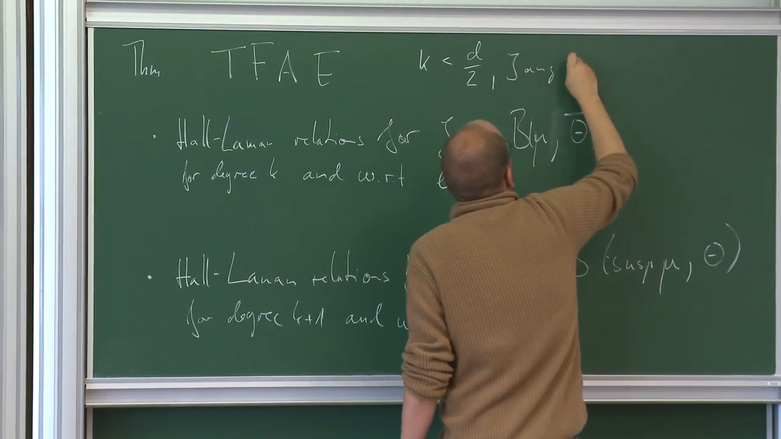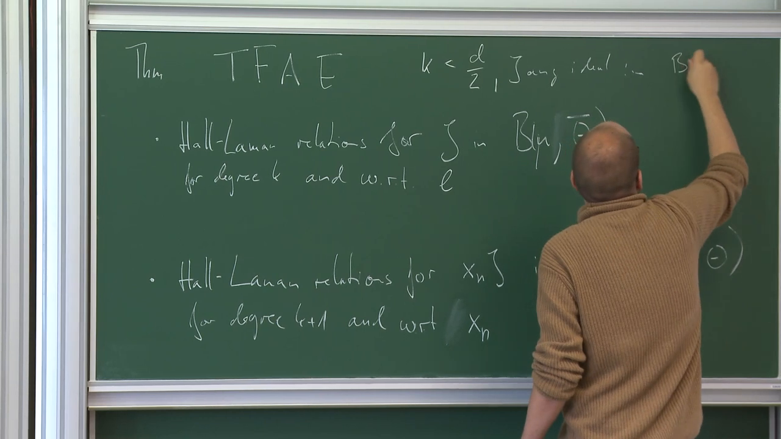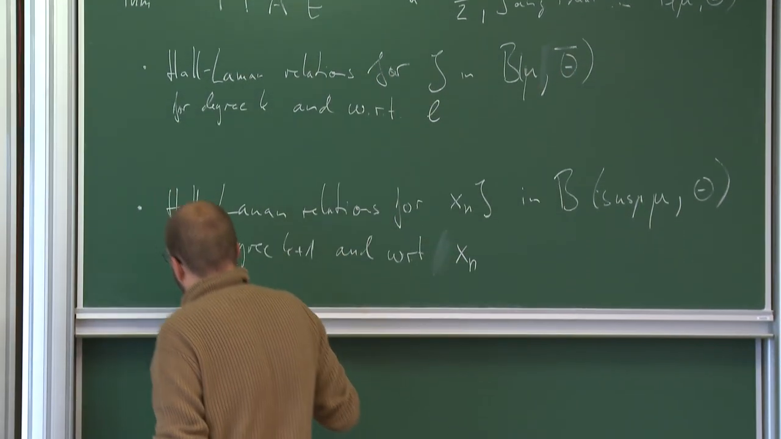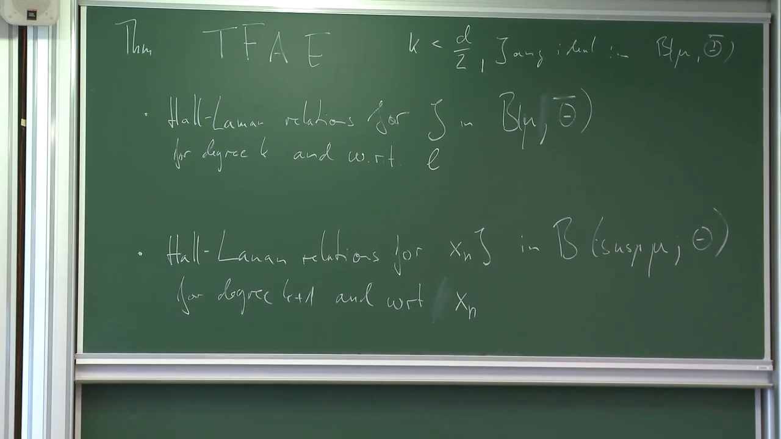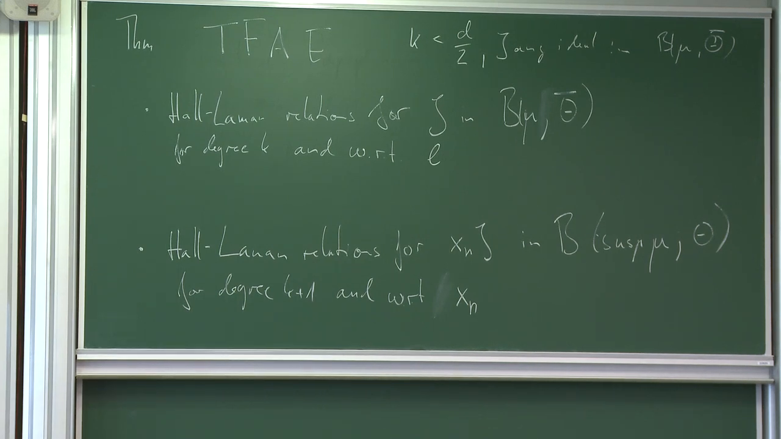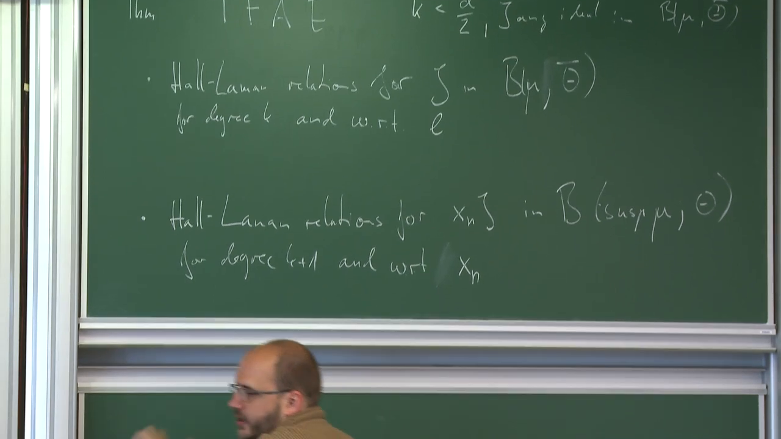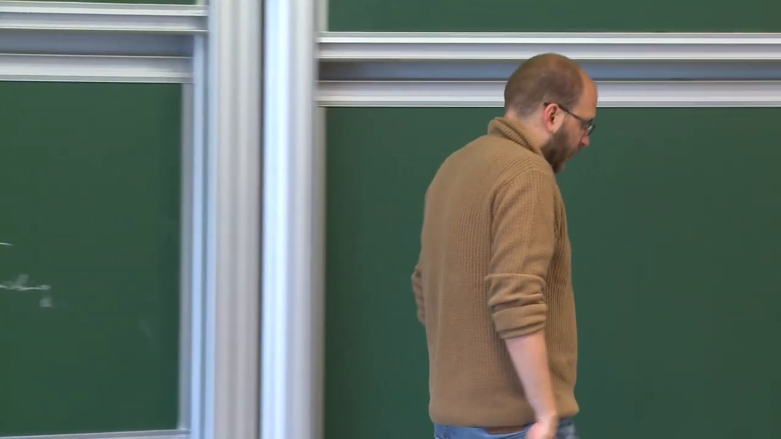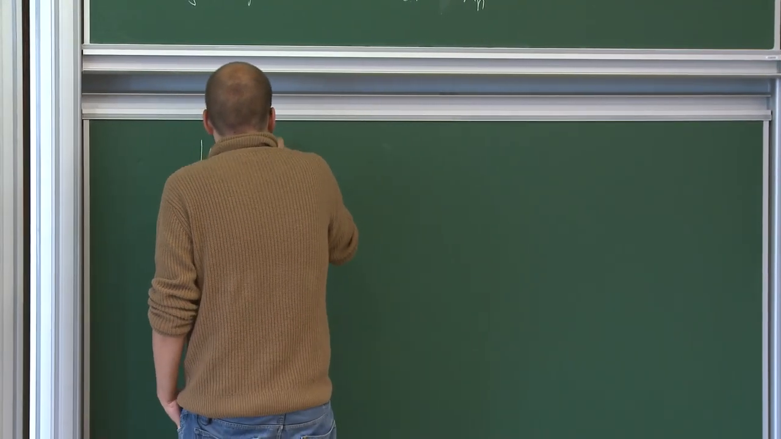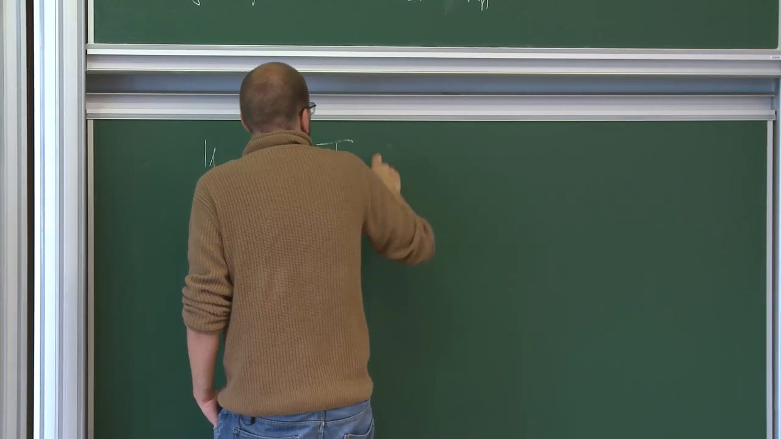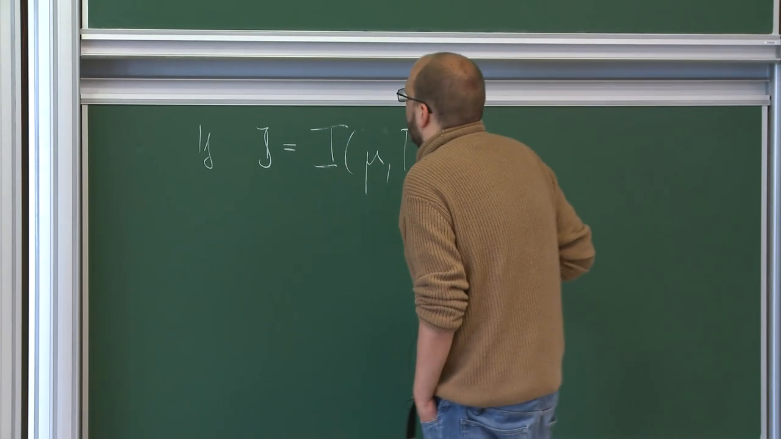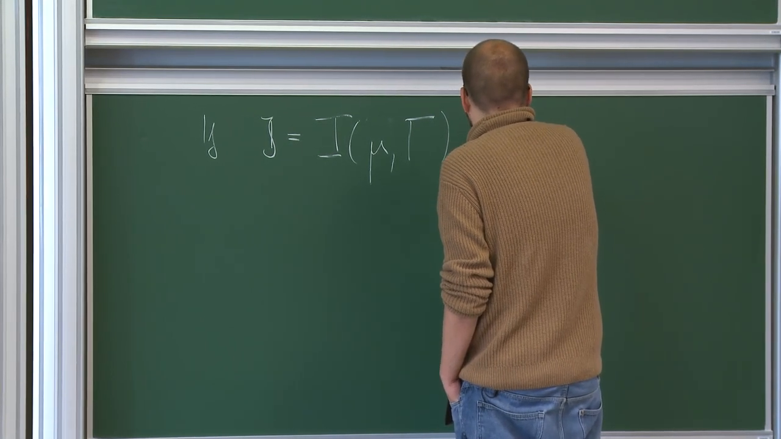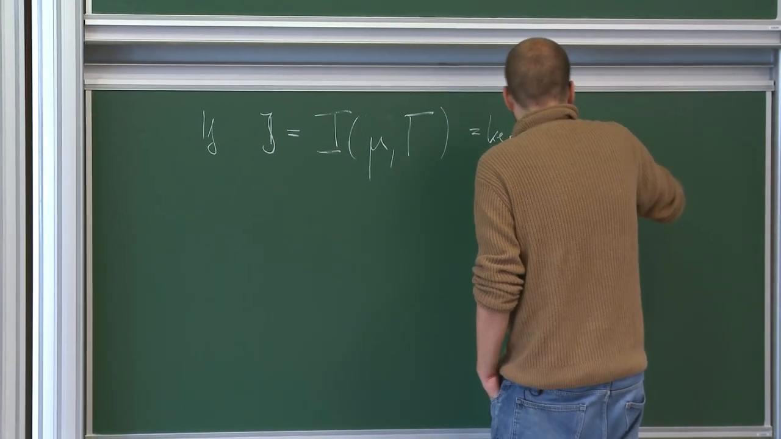J any ideal in B mu theta. All right. Let me just recall the special case of monomial ideals, right? So if J is equal to I mu gamma, where this for me is just the kernel of B of mu 2.